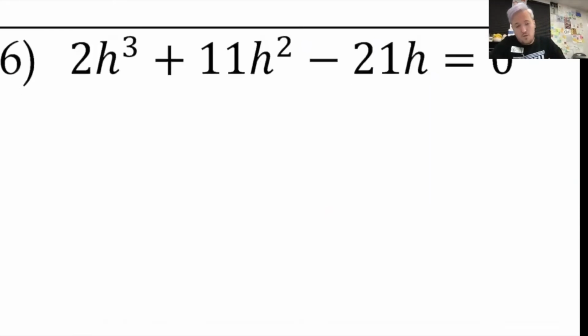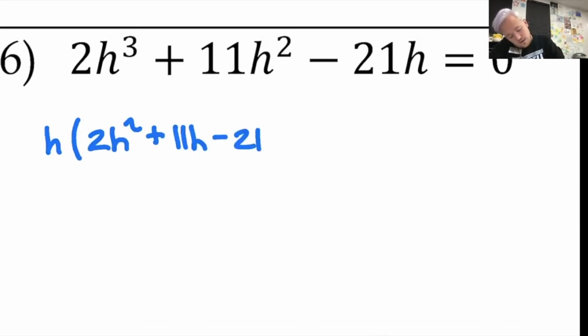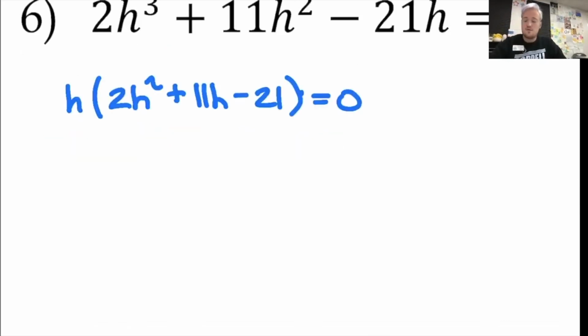Looking at your cubic function here, if you notice, we have h cubed, h squared, and an h. So I want to factor out that h as my GCF first. So I have 2h squared plus 11h minus 21 equals 0. Let's go ahead and do some factoring. I'm going to find factors of a times c. So I want factors of negative 42 that add up to 11.